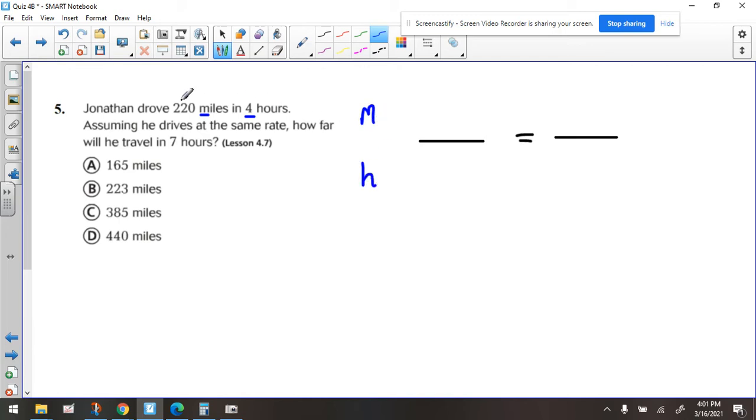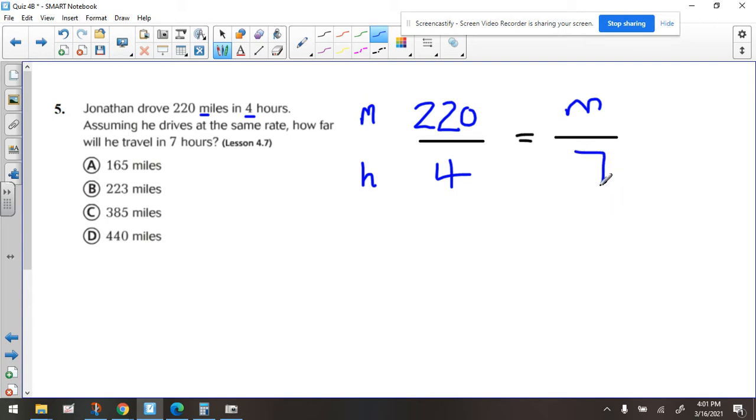All right, so the ratio that we have in this first sentence is 220 miles in 4 hours. So we want to know how far in miles are we going to travel in 7 hours? So we set up this proportion.